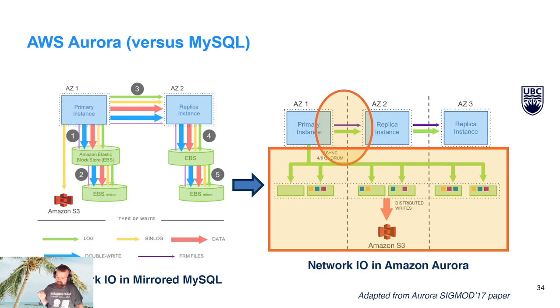When we look at how they structure things in Aurora, Aurora has one primary instance and two replica instances, so 3 total instances here. And then each of those are in turn mirrored in S3. So they've eliminated the need to have the Elastic Block Store in the middle.